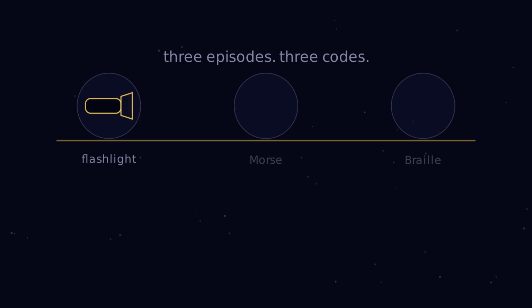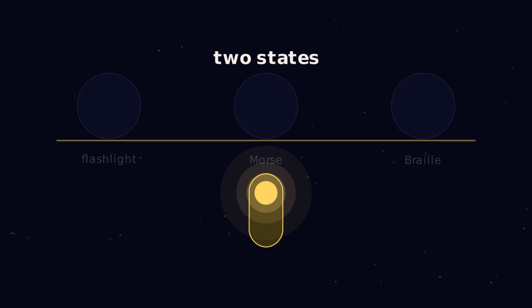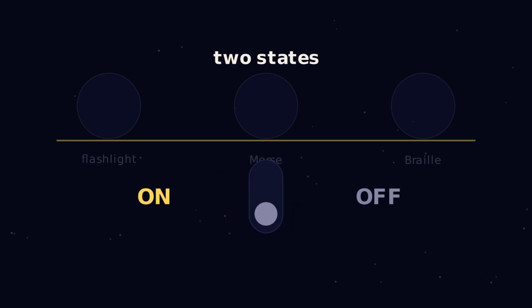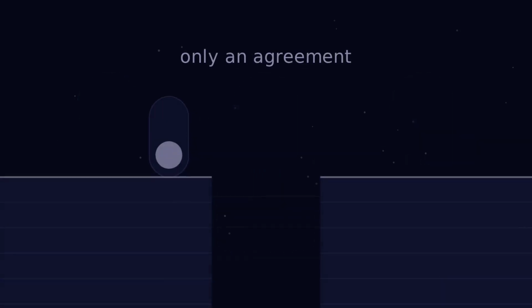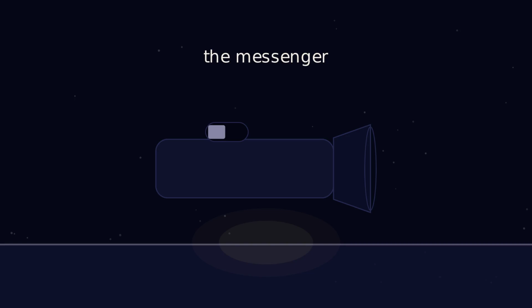A flashlight blinking across a dark street, dots and dashes running down a wire, 6 small bumps, red with a fingertip, every one of them built from the same 2 states, on or off. But we have been quietly cheating. Because a code by itself is only an agreement. It cannot cross a room, it cannot travel down a wire, it needs something underneath it, something physical, to carry it. So tonight we stop talking about the message and take apart the messenger.